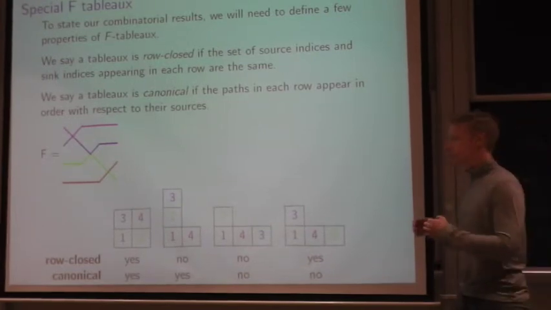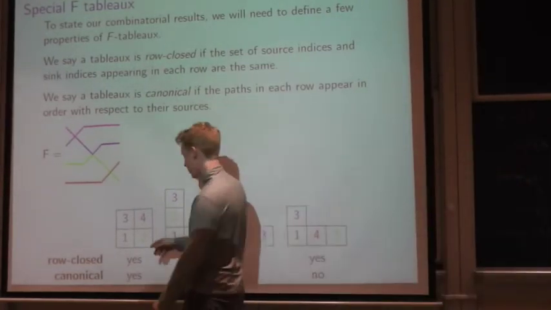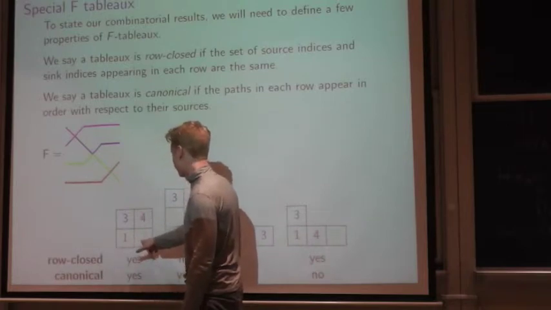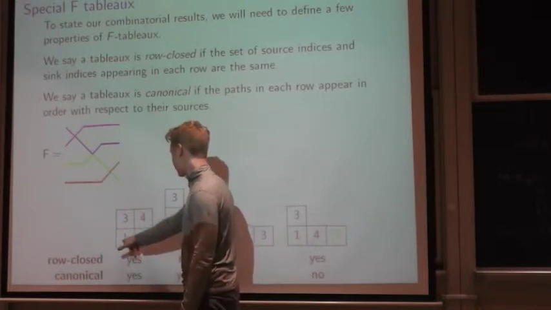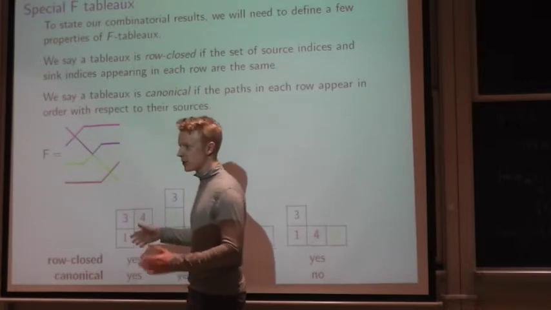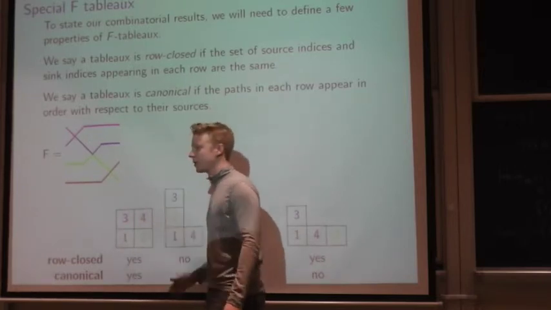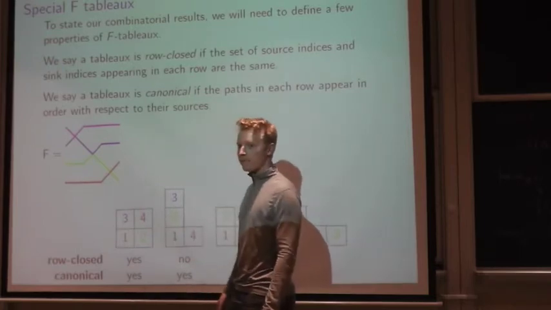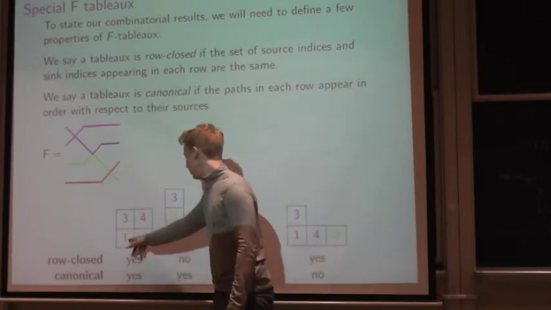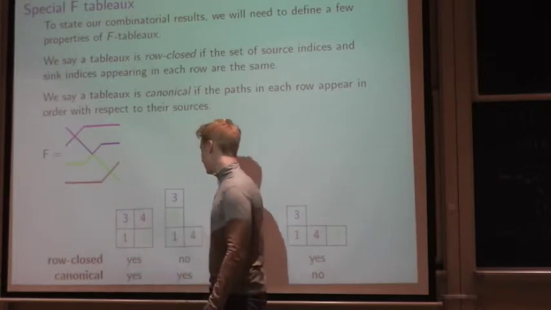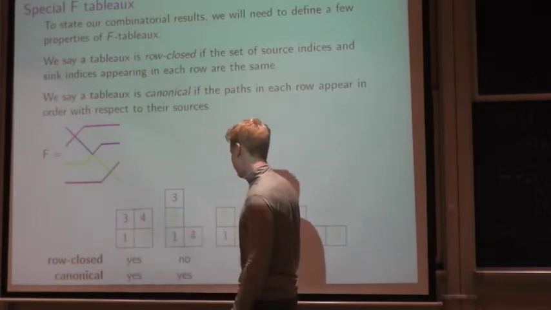So here, is this row closed? Well, let's look at this row. The source here is 1, the sink here is 2, the source here is 2, the sink here is 1. Those are the same set. So this row is closed, and there's only one other row, so it also has to be closed. So this is row closed. Is it canonical? Well, this row is sorted by source order, and this row is also sorted by source order, so yes, it's canonical. Is this one row closed?